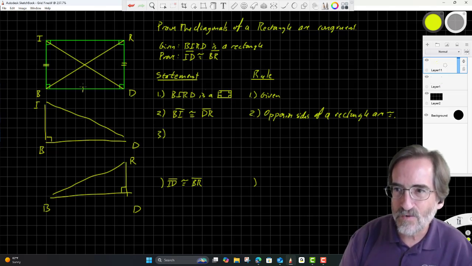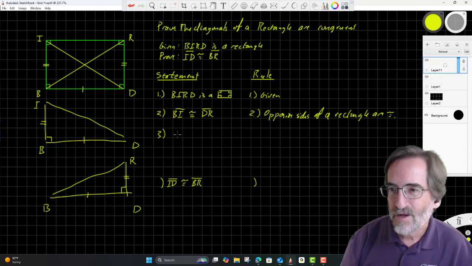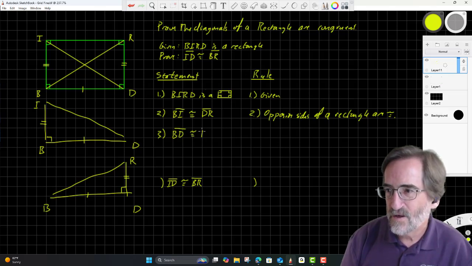BD is congruent to itself. BI is congruent to DR, and BD is congruent to itself. So BD is congruent to, and I'm going to say DB, for reasons that will become apparent here.